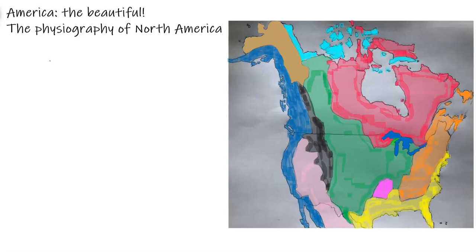Welcome back. This is a video all about the different landforms of North America. So it is basically America the Beautiful, looking at different terrains, landscapes, landforms, and it all comes under the term physiography. So the physiography of North America, and as you can see by this diagram, you can see this beautiful, colorful palette all across the continent.